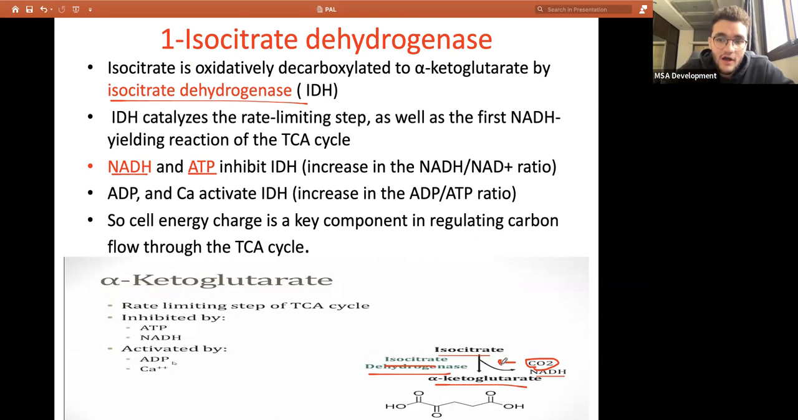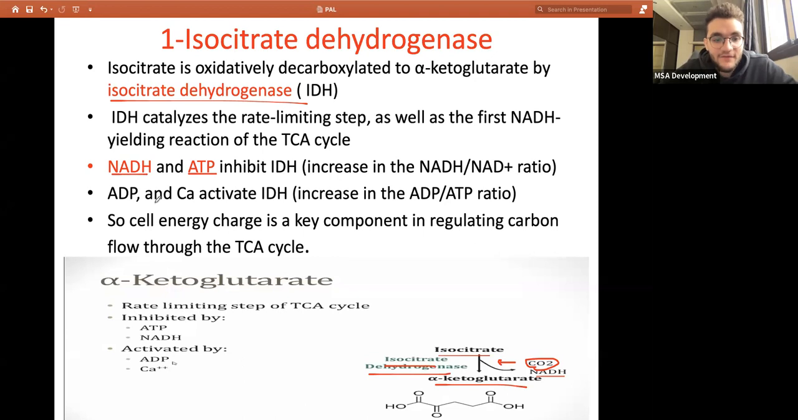Now we did talk about that in pyruvate dehydrogenase, but if you get isocitrate dehydrogenase and pyruvate dehydrogenase in the exam, you always go for the rate limiting step. Always. If it's regulation by ATP or NADH, you always go for the rate limiting step. If it's not there, sure, you can go for another step. But if there are 2 choices that work, you always go for the rate limiting step.